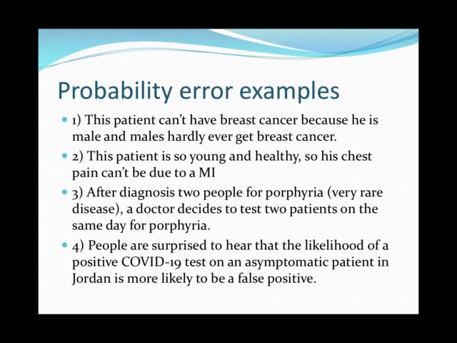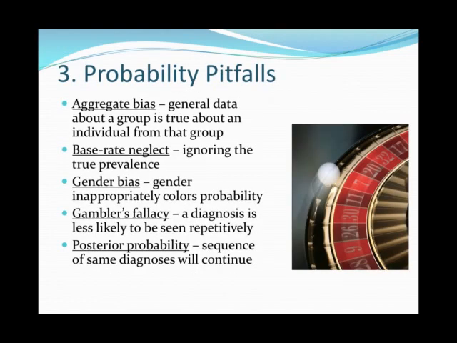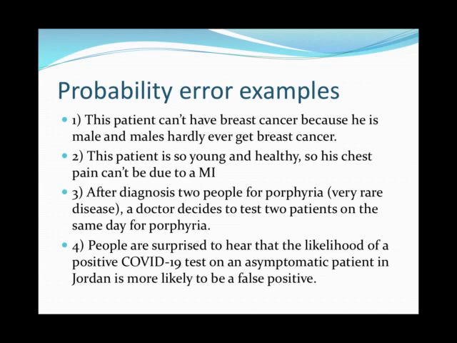Okay, here's some different examples. Number 1, this patient can't have breast cancer because he is male, and males hardly ever get breast cancer. So that would be a gender bias, right? It is less likely that males have breast cancer, but that doesn't mean that this patient can't have breast cancer. He definitely can have breast cancer. Even though it's less likely, it's definitely possible.